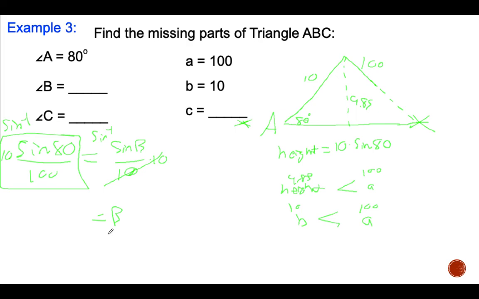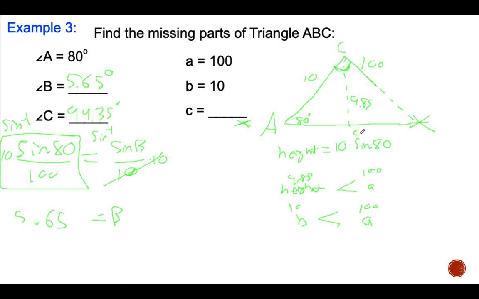10 times sine 80 divided by 100. And you get B is about 5.65, which makes sense because this side length is much smaller than this side length here, so it makes sense that this angle measures much smaller. And now we can just find angle C. So 180 minus 80 minus 5.65, so you get 94.35 degrees. That would be angle C, which would be up here.